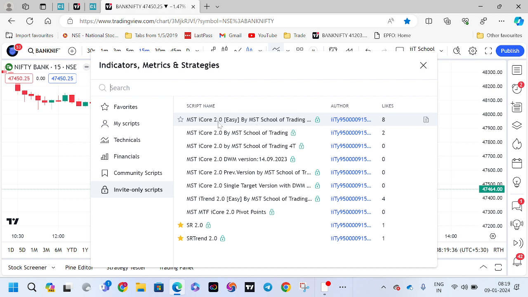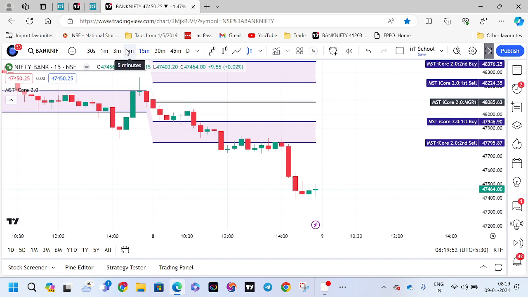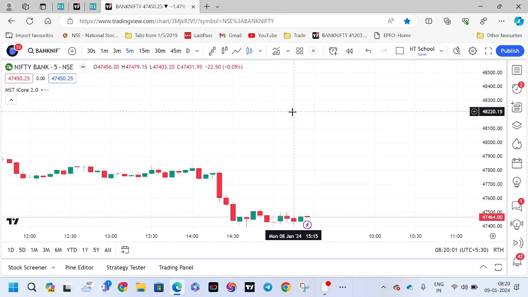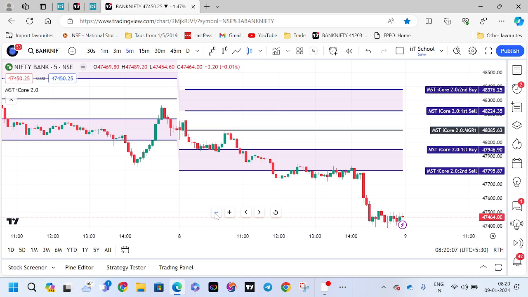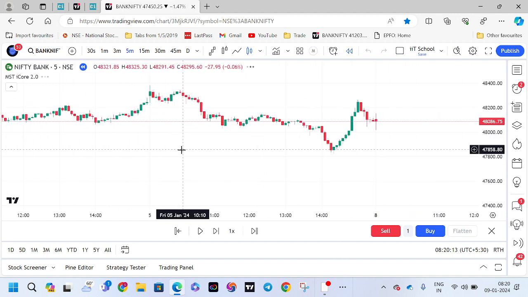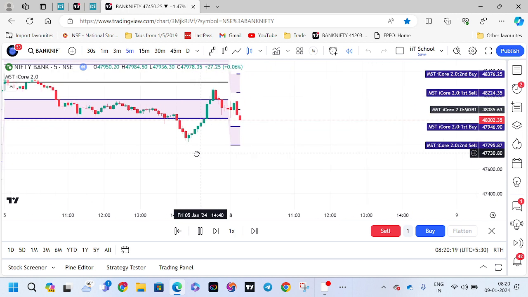Now this MST iCore 2.0, you have to click on it only once, that's all. Now it will be loaded. You can keep it in 5 minutes, 10 minutes, 3 minutes, 1 minute, it doesn't matter. You can keep it on any time frame. For better simplicity, I will be keeping in 5 minutes, because most of the traders prefer trading in 5 minutes time frame. Now I will replay the market as though market is just opening now. You will be able to see the market movement.